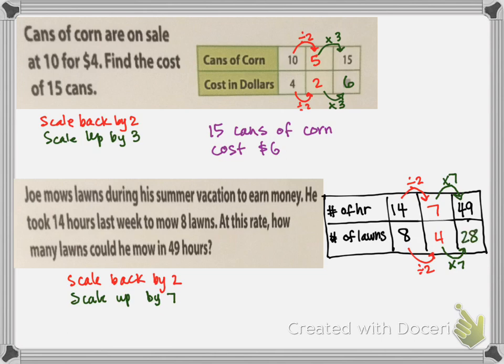So my conclusion is Joe can mow 28 lawns in 49 hours. Okay, so this is just a way that we can use these ratio tables to help us figure out mystery answers.